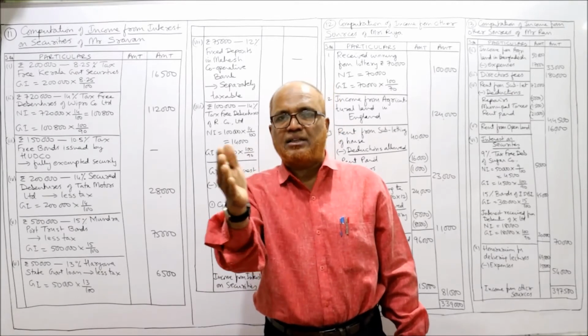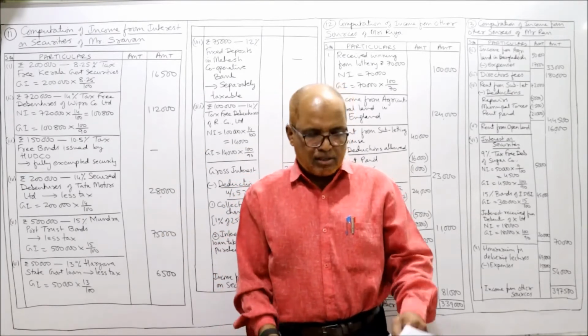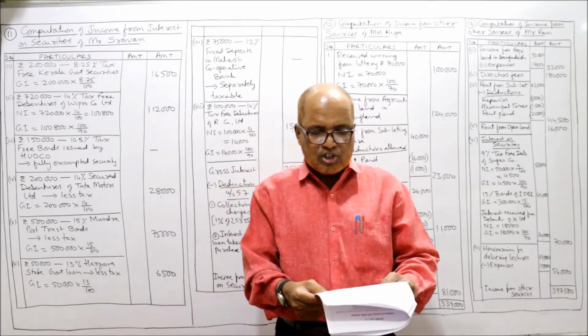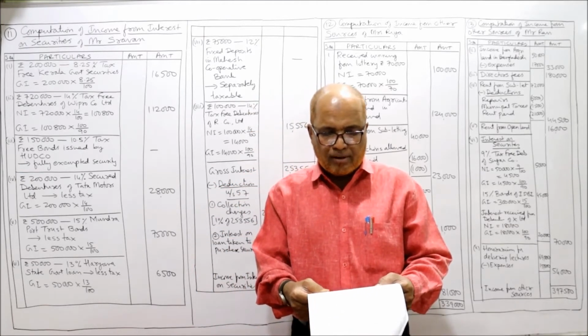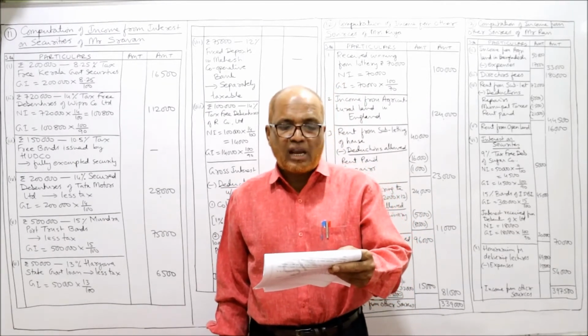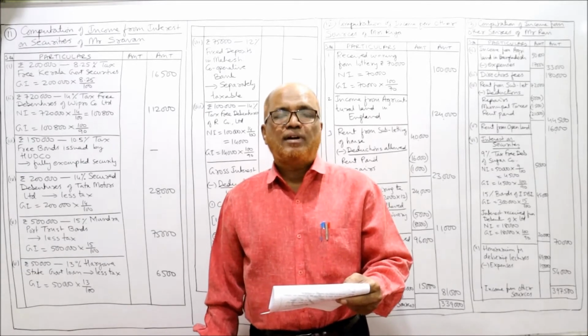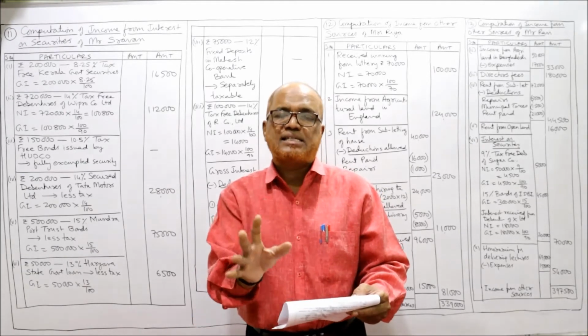First 6 months 5,000, second 6 months 5,000. Like that, twice it will pay. So here also it is given interest is payable 1st January, 1st July every year. Next one, rupees 50,000, 13% Haryana state government loan. It is not given tax free, so it is less tax.